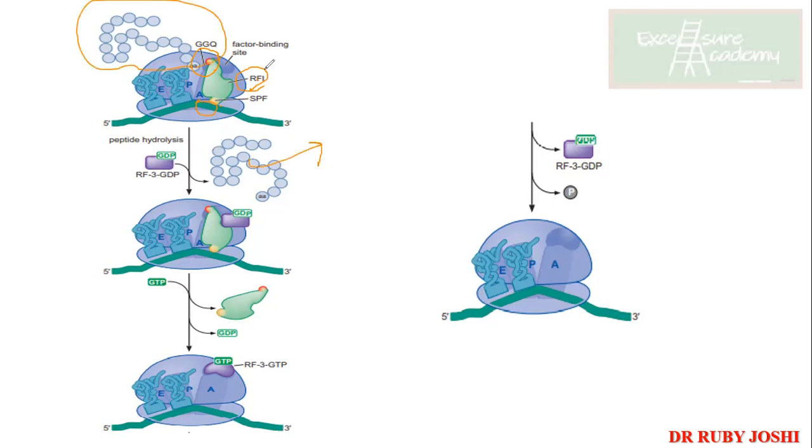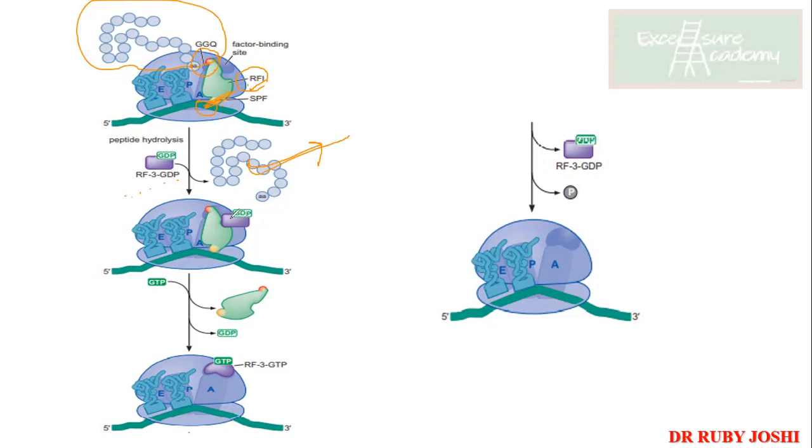But right now your RF1 is bound to the A site of your ribosome, correct? Next, what is going to happen? RF3-GDP is going to come. Okay, so your polypeptide chain is released, and by then your RF3, that is the class 2 release factor, is coming and binding over here.